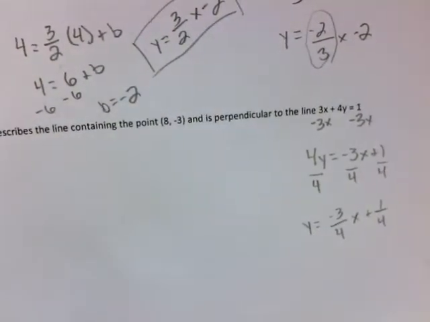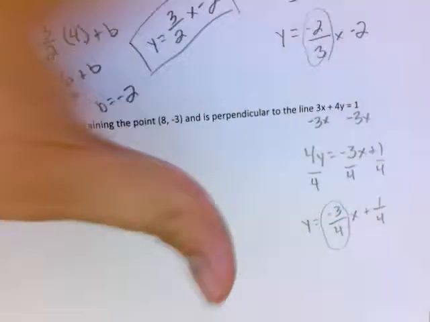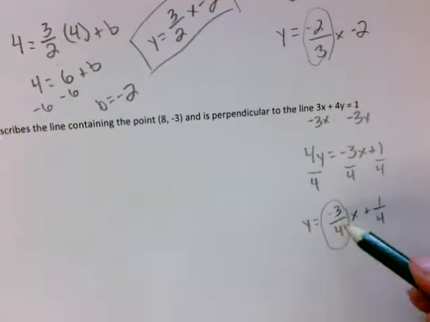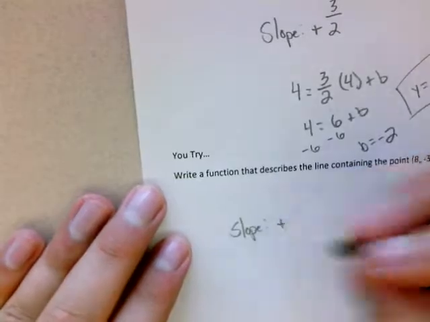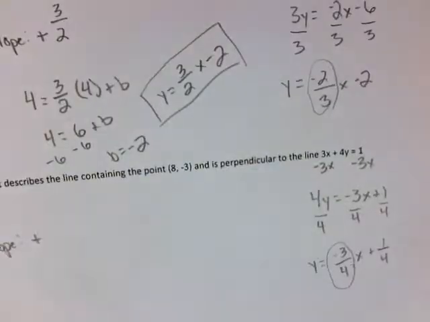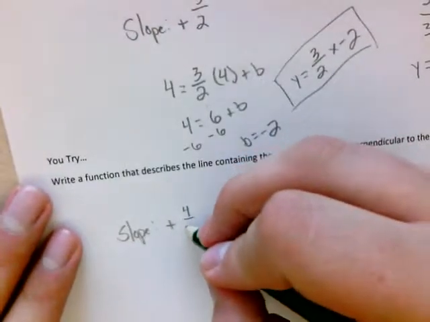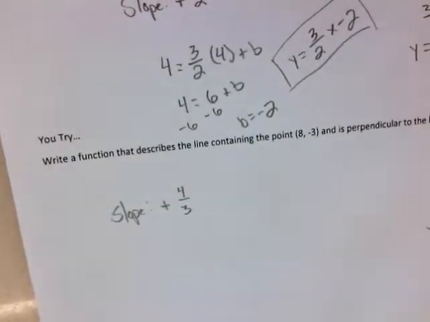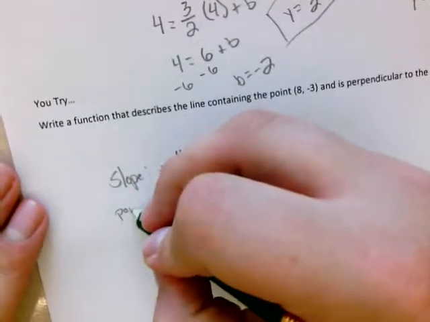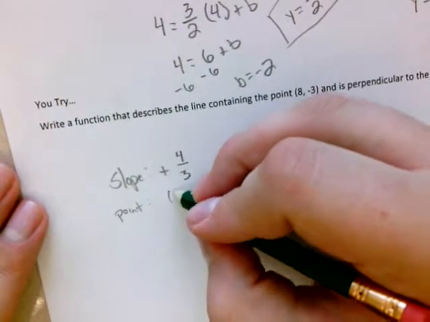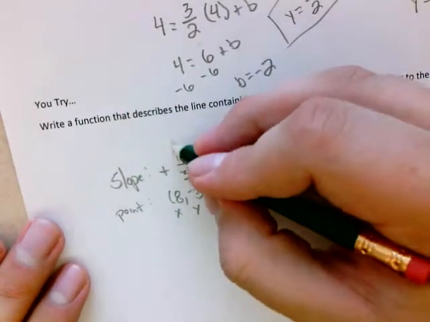Alright. So we've got this. We know that our slope is this. We want to get a perpendicular slope. This is negative, so our slope is going to be positive. Since this is 3/4, our slope is going to be 4/3. Opposite reciprocal means flip the fraction and the sign. The point they give us is 8, negative 3. So we know our x, we know our y, we know our m.